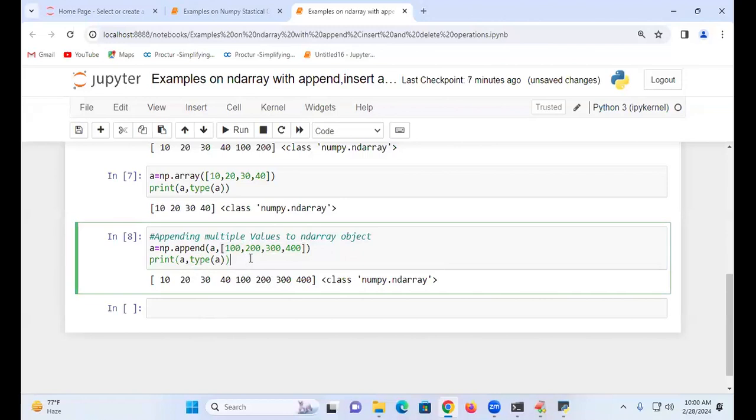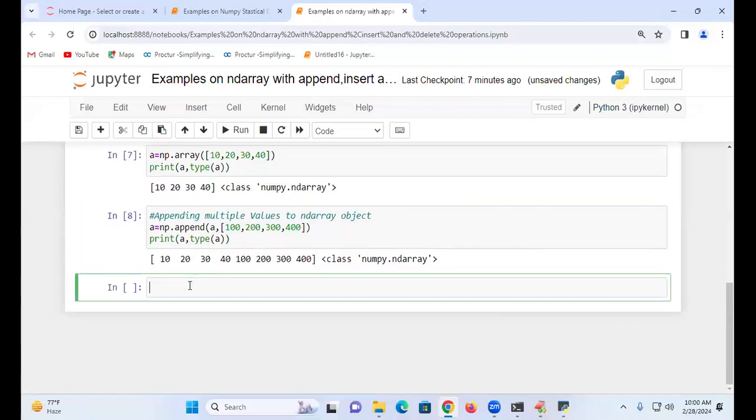The append function in the case of 1D. Next I'll go for 2D. 2D contains rows and columns. Able to follow? Now I am going to take up 2D, appending multiple values to an ndarray. So come back to the point. One 2D array I will take. Shall I? Right.